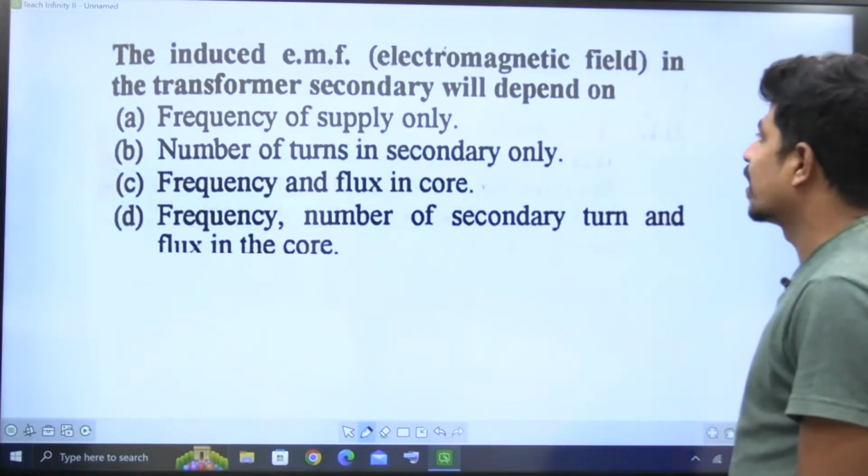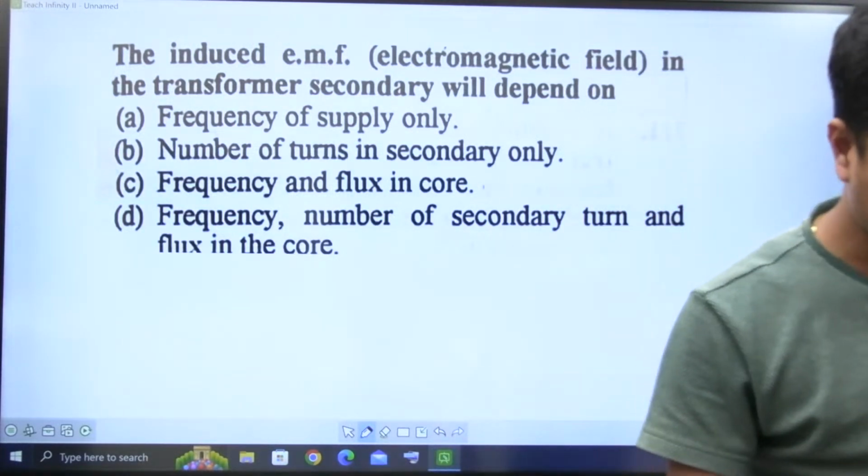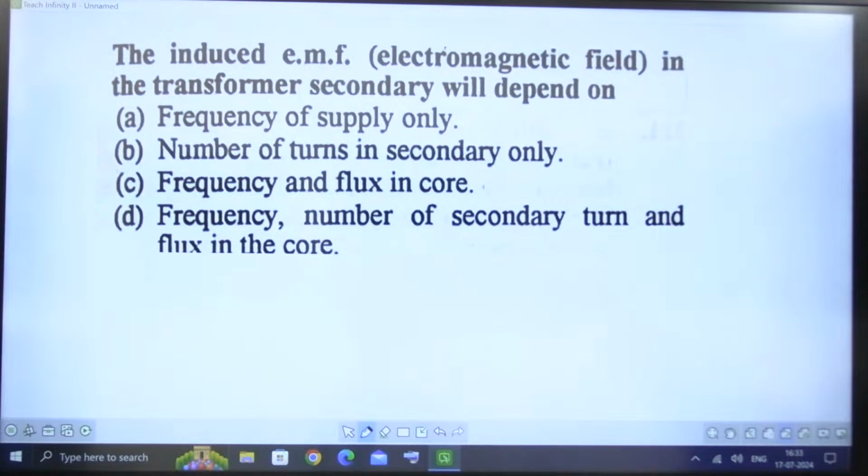Let's go to the next question. Please read this question and try to answer. What that fellow says: the induced EMF in a transformer secondary will depend on frequency of supply only, number of turns in the secondary only, frequency and flux in the core, or frequency, number of secondary turns and flux in the core. Option D will serve the purpose. Option D is going to be perfectly suitable.